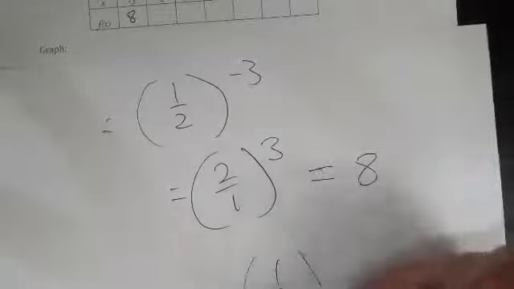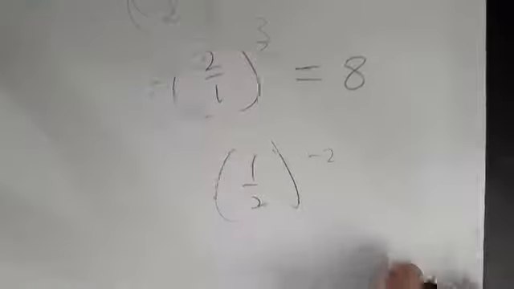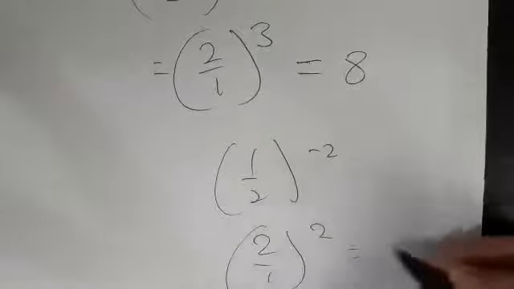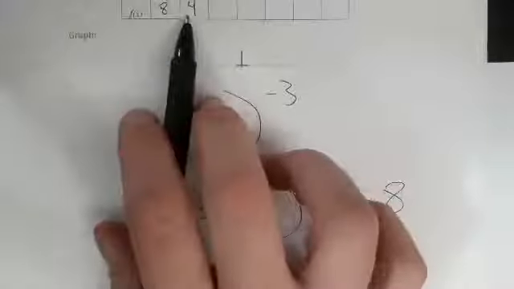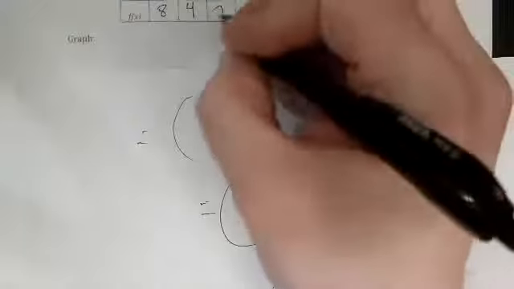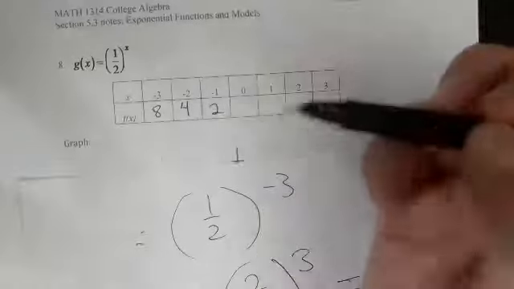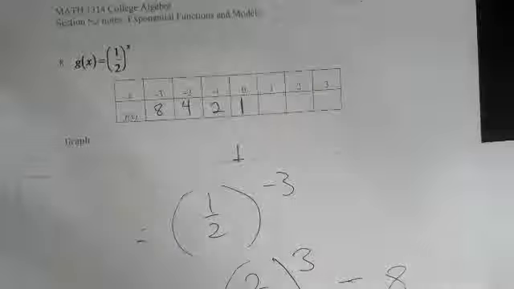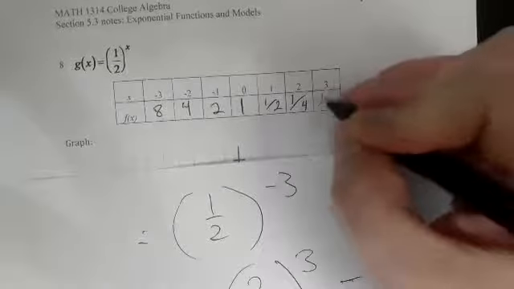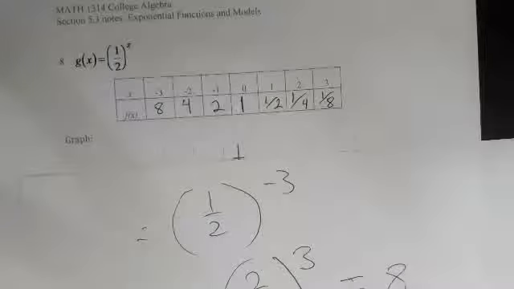If I go (1/2) to the minus 2, the next number I'm evaluating, you might notice this is like (2/1) squared, which gives me 4. And you might notice each time I'm halving the thing. Half of 8 is 4, half of 4 is 2. Or you could do (1/2) to the minus 1: we would flip this and it would be 2. (1/2) to the 0 is going to be 1. (1/2) to the 1 is a half. If we square a half, we get a quarter. If we multiply a half together 3 times, we get 1/8.